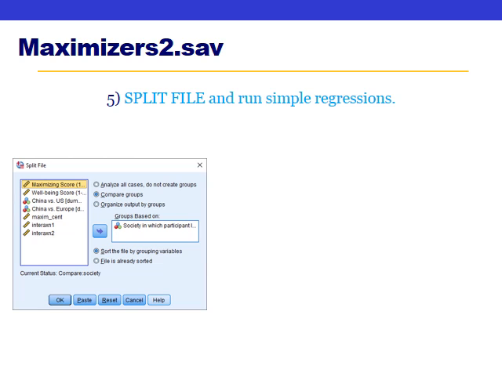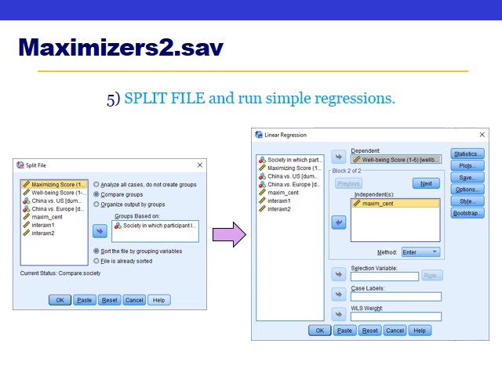To do that, we go to split file, select compare groups, move over society. We're always going to split by the categorical predictor. And then we go back into the linear regression menu that we just were in a few minutes ago. We want to reset it, right? Just clear out everything that was in there so we can just click the reset button because all we want to do now is run a simple regression.